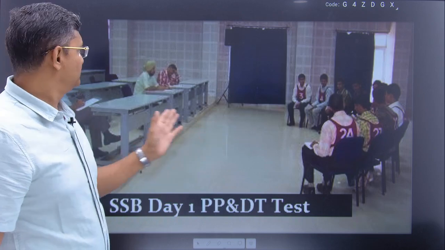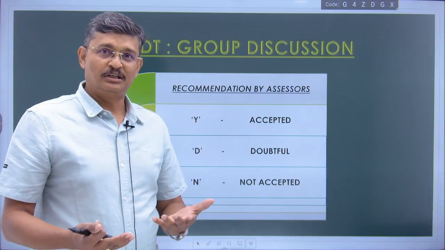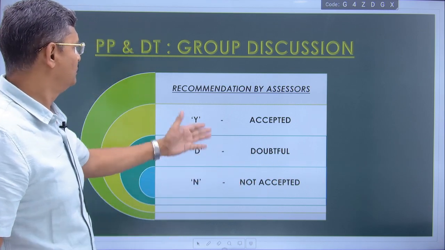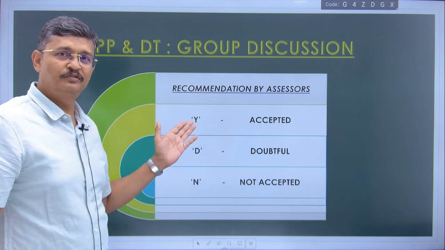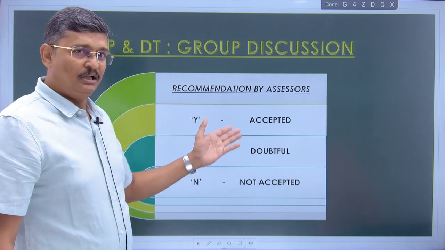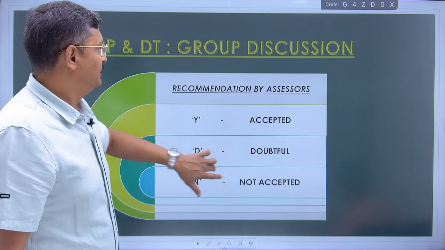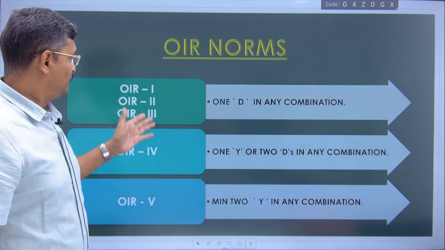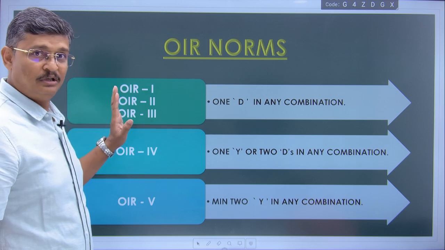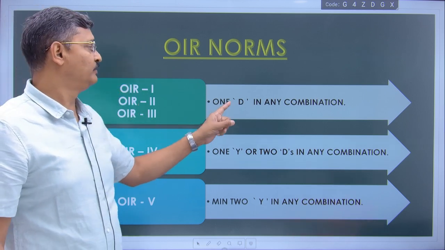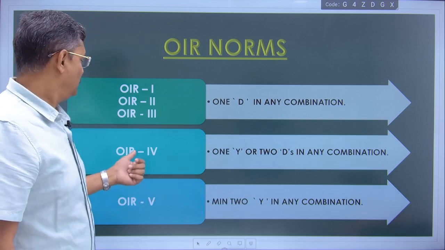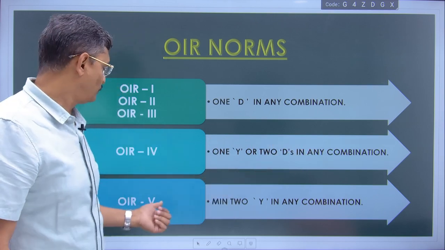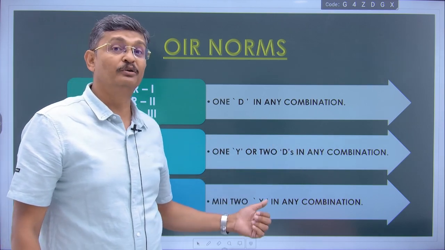So when you go for PPDT, this is how 3 assessors are going to check, and they are going to award you, we'll see how it is awarded. In the GD, the assessor will either give you a Y or D or N, and all 3 will be rating you there. Based on the rating of all the 3 and whatever you have done in OIR, you have to do well in both, right? So if you are in the OIR 1 category and even if you get 1D, you are through to stage 2. If you are in the OIR 4 category, you need at least 1Y or 2D. And if you are OIR 5, you need at least a minimum of 2Y to get into stage 2.